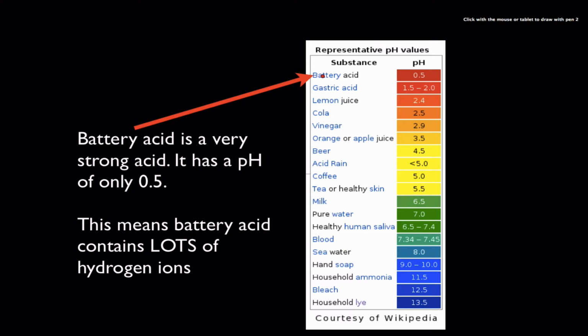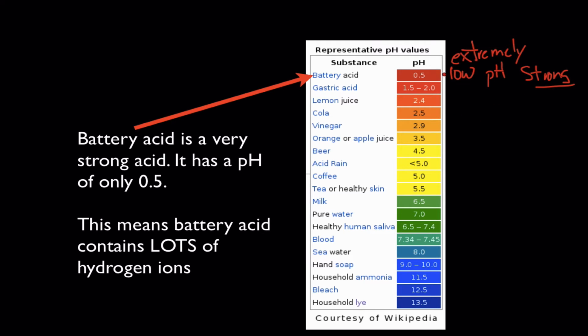Let's start up here at the top. Battery acid has an extremely low pH, and this makes it dangerous. Things up here at the top with very, very low pHs are what we call strong acids. This is some nasty stuff. You do not want to get this on your skin or in your eyes, because it will literally burn you chemically.